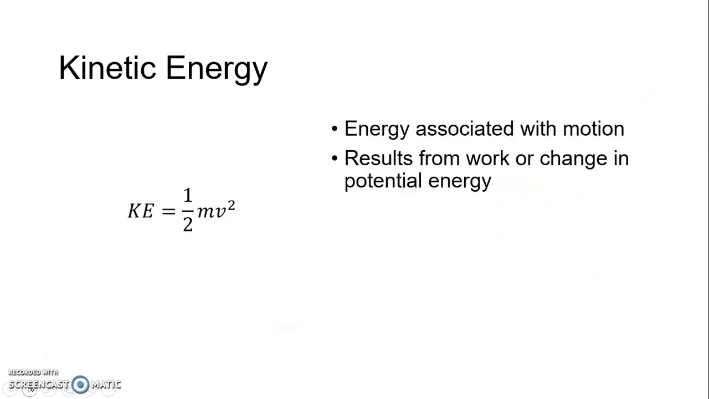Okay, let's talk a bit about kinetic energy now. Kinetic energy is the energy associated with motion. And so kinetic energy results from work or change in potential energy. That's where kinetic energy comes from, as we just described. The way we calculate kinetic energy is 1/2 of the mass times the speed squared.